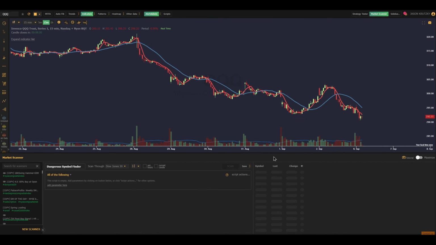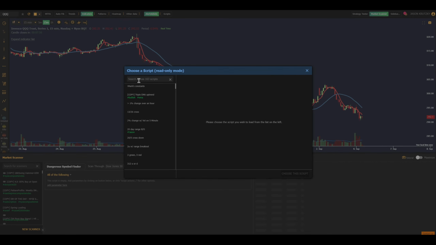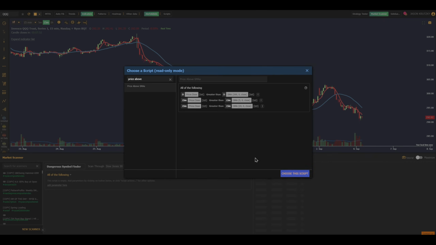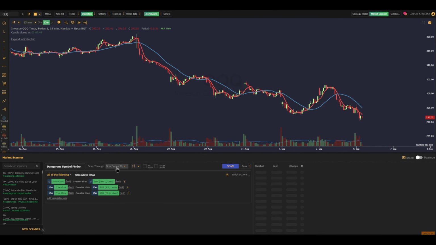So for example, if you're looking to scan for names meeting that criteria right now, you can do that by clicking on the market scanner button, going to script actions, saying load from template. Remember, we titled this price above SMAs. We choose the script, we choose our scan through list, select the current candle, and start scanning, and we're going to find all of the names meeting this criteria right now.